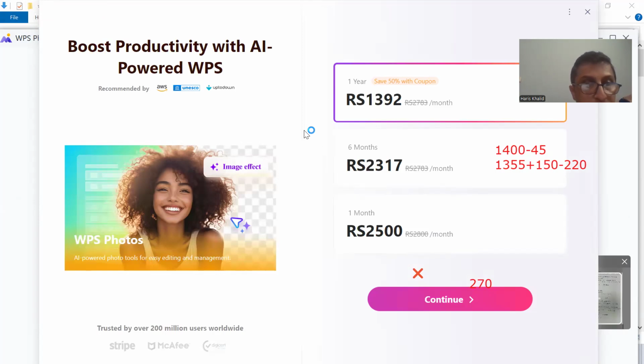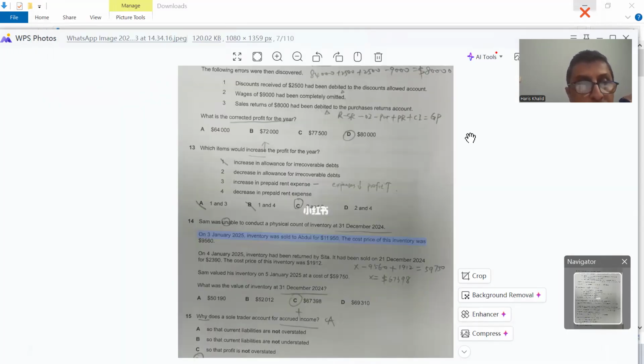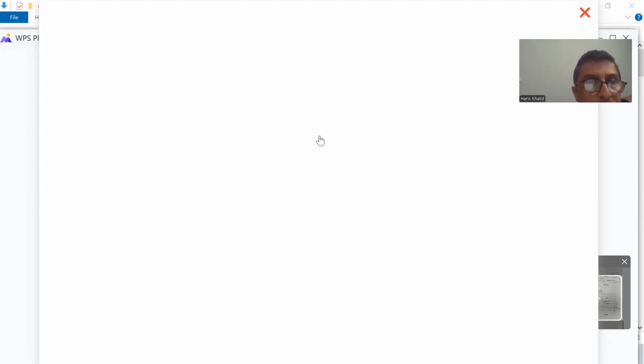Delete it first. All the things. I can use it. Oh. ओपन करें हम. Okay. So next is the following errors were then discovered. Just a minute. Why it's creating a problem for me.